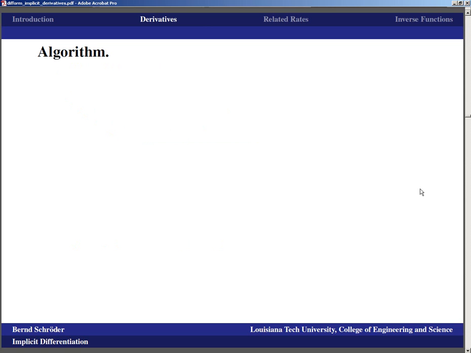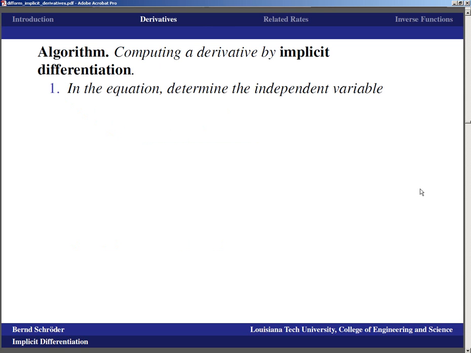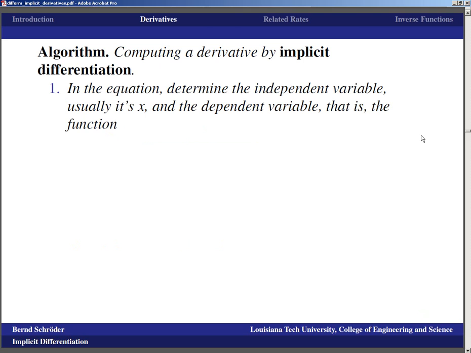Okay, so how do we take derivatives with implicit differentiation in general? Well, in the equation we have to determine the independent variable, which is typically x. We have to determine the dependent variable, which is the function, and that's usually y.